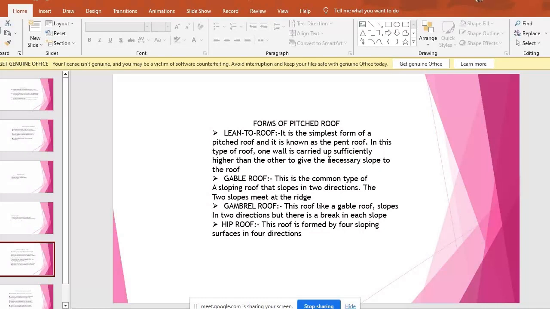So we have the gable roof. This is a common sloping roof that slopes in two directions, and the two meet at the ridge. That is at one end. So the gambrel roof, this is a roof that is likely small, same as the gable roof. It slopes in two directions, but there is a break in each slope.